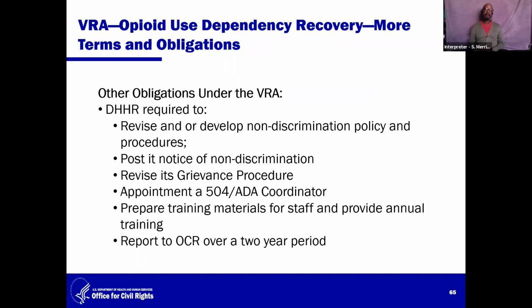And other obligations under the VRA include developing non-discrimination policies, posting those policies, revising its grievance procedures, and appointing coordinators and training staff, and we will monitor their compliance with these requirements for a period of 2 years. So again, this is not really directly relevant to healthcare, but it's just a reminder that individuals with opioid use disorder are protected under the Americans with Disabilities Act, as well as the other disability discrimination laws, as long as they have successfully completed their treatment or are participating in their treatment, even if they are participating in medication-assisted treatment. Next slide, please.